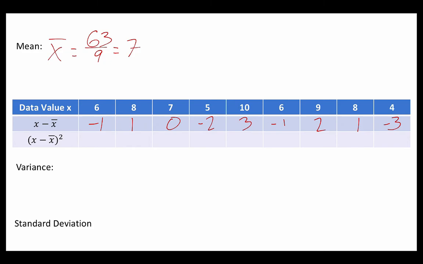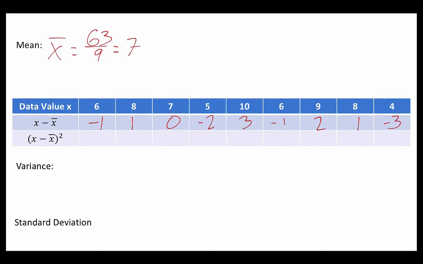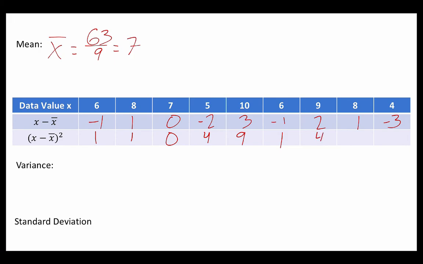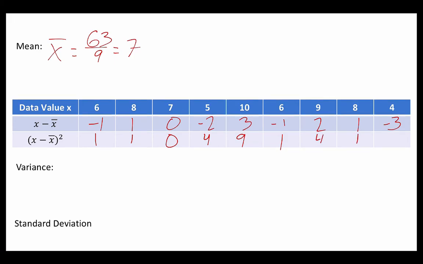Now, what we're going to do is take each of those values and square it. So we're going to take the negative 1 and square it, which gives us positive 1. Positive 1 squared, still positive 1. 0 squared, 0. Negative 2 squared is 4. 3 squared is 9. Negative 1 squared is positive 1. 2 squared is 4. 1 squared is 1. Negative 3 squared is positive 9.